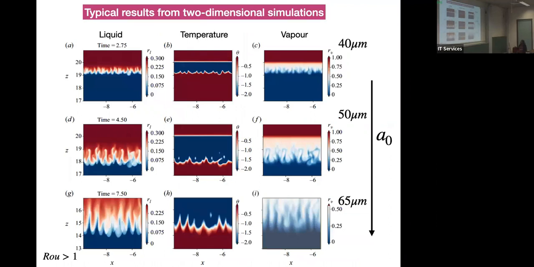So let's look at some typical results from our two-dimensional simulations. We let that happen, and we do see these instabilities progress. In this panel, I've shown liquid, which was a flat surface at time equal to 0. No, these are not at later and later times. These are different times for different initial radii. Each row is a different initial radius, and at some typical time we plotted these things. Then the temperature: you can see the evaporative cooling.